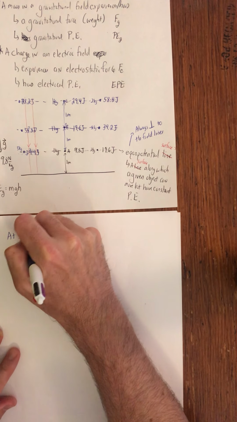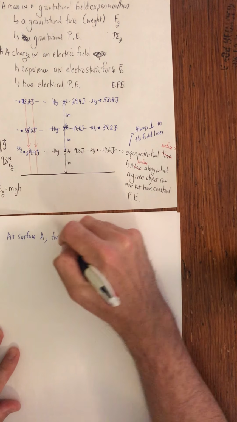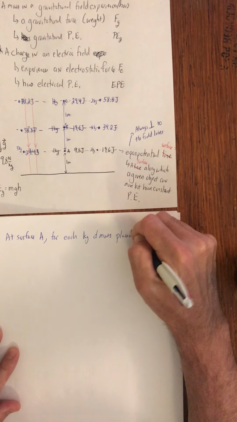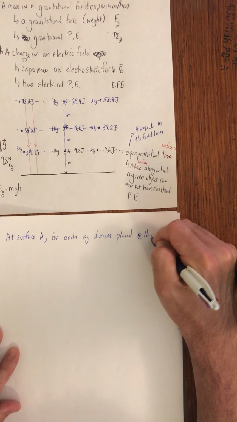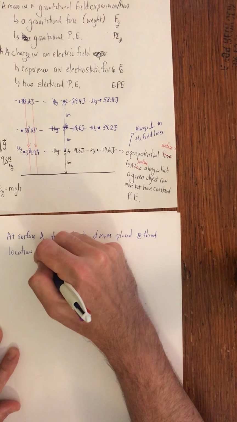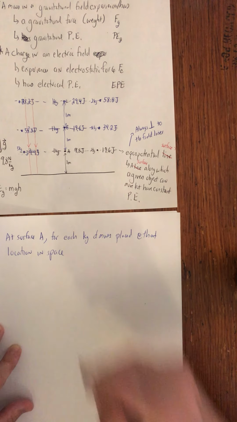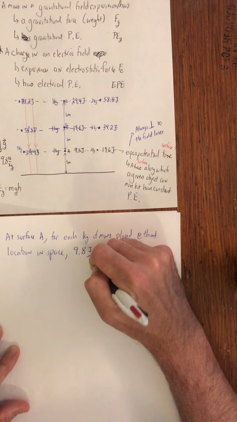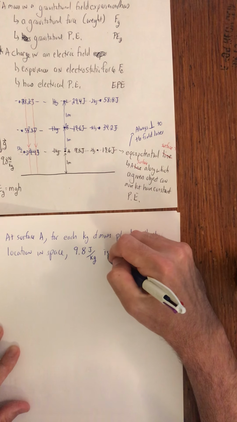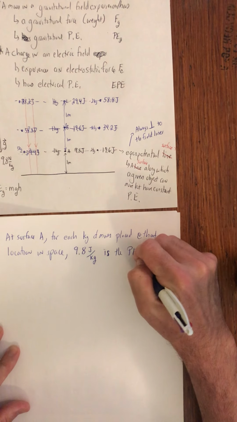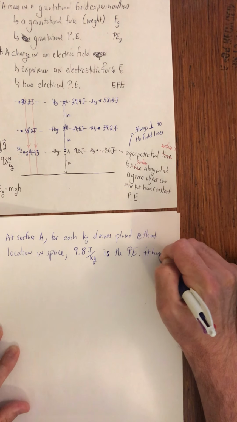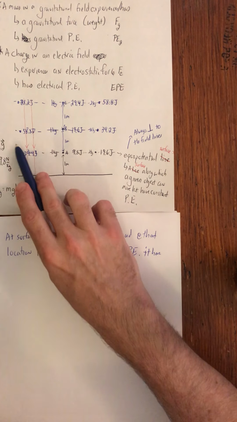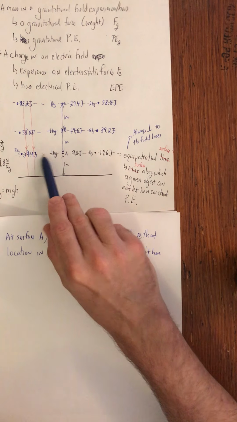At line A, I'm going to write this sentence out. At surface A, for each kilogram of mass placed at that location in space, 9.8 joules of energy per kilogram is the potential energy it has. This 2 kilogram mass, 19.6, 29.4 for the 3 kilogram mass. A 5 kilogram mass would have 49 joules of potential energy.